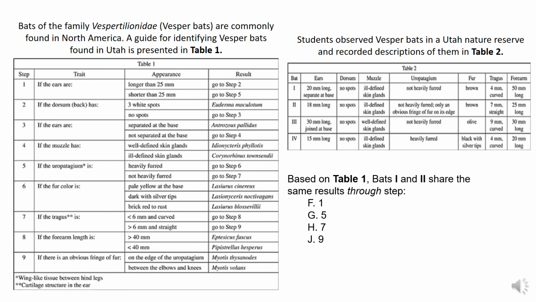Now, once we split there, that allows us to know that's the biggest difference. Now, based off of this one, we have another question. Question is based on table 1. Okay, there's 2 tables, but based on table 1's bats 1 and 2, where can we find bats 1 and 2? Here, off of table 2. Share the same results through, so it stops at which step.